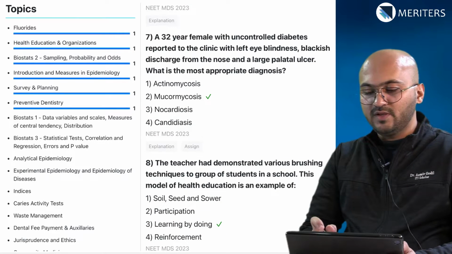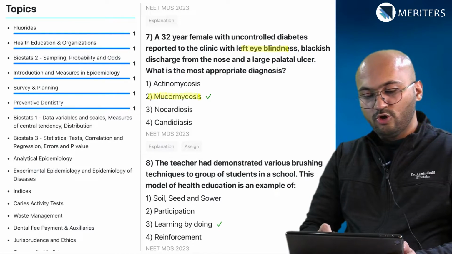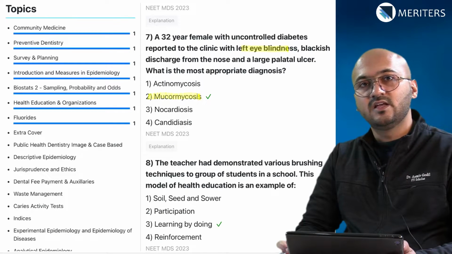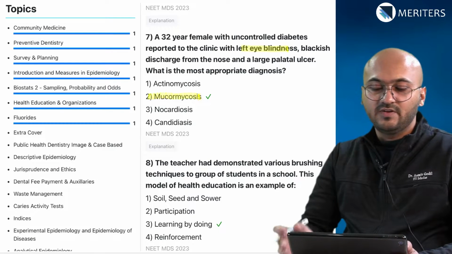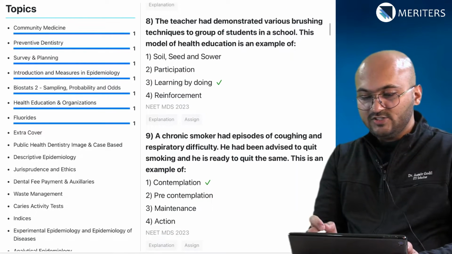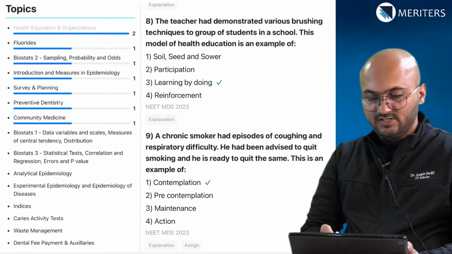A 32-year-old female with uncontrolled diabetes reported to the clinic with left eye blindness, blackish discharge. This is all mucormycosis. Now, the reason we've put mucormycosis here in community medicine is because of the COVID pandemic and the after effects of that. Otherwise, this question also fits in OPATH. Teacher had demonstrated various brushing techniques. So that's health education.